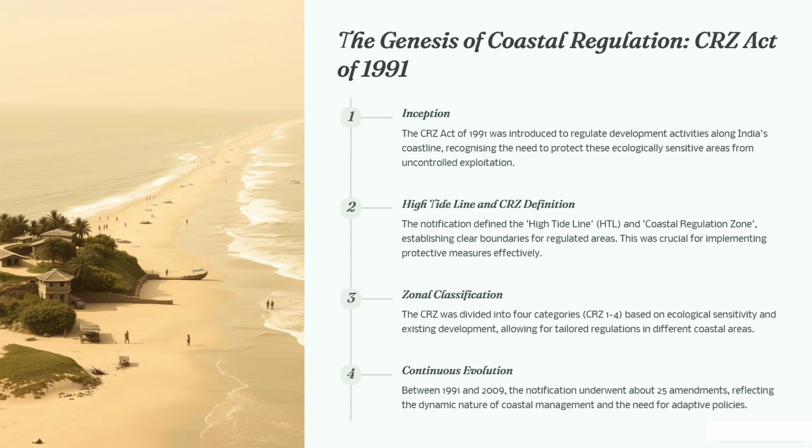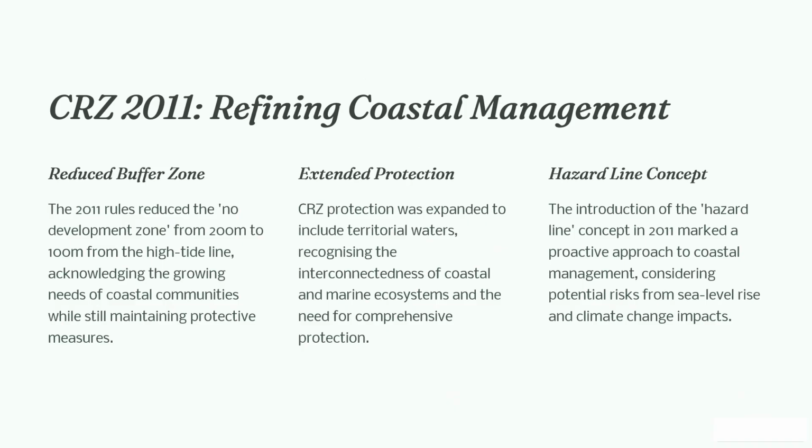4. Continuous evolution. Between 1991 and 2009, the notification underwent about 25 amendments, reflecting the dynamic nature of coastal management and the need for adaptive policies. CRZ 2011, refining coastal management, reduced buffer zone. The 2011 rules reduced the no development zone from 200 meters to 100 meters from the high tide line, acknowledging the growing needs of coastal communities while still maintaining protective measures.